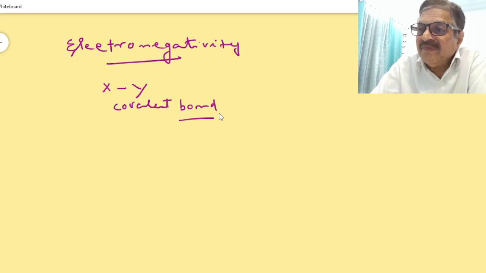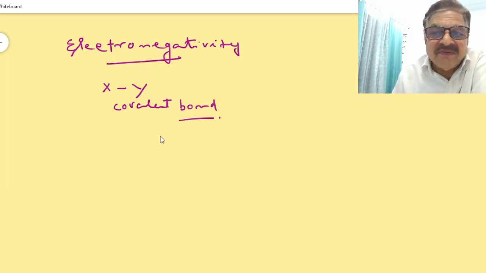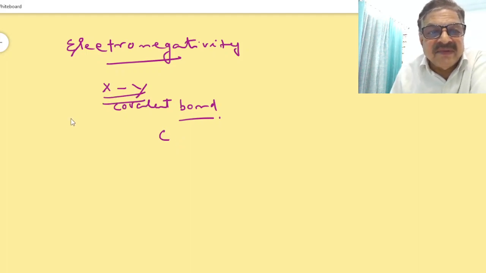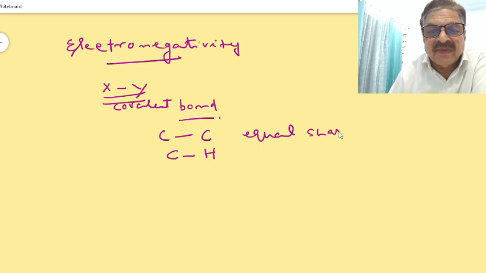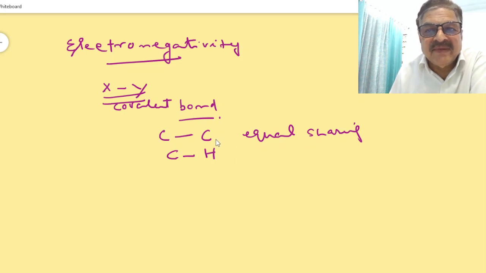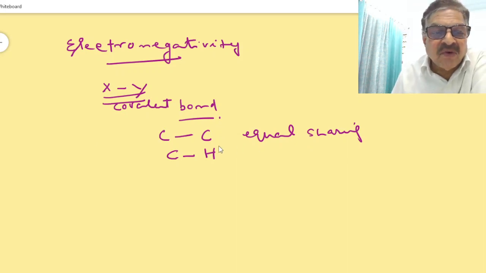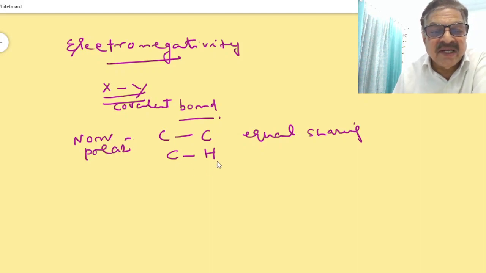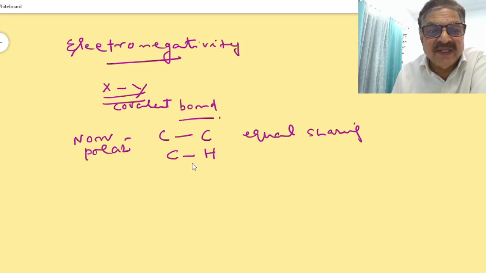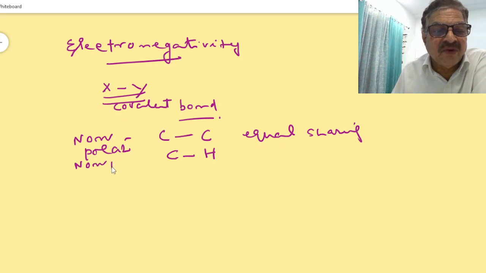Now if there is a bond with unequal sharing here, for example, a C-C bond or a C-H bond, these are all equal sharing of the electron density. The carbon-carbon bond is equal sharing. Then there is no problem here. Equal sharing means the bond is not polar, a non-polar bond. Carbon-hydrogen, the electronegativity difference between carbon and hydrogen is negligible, not much. Therefore, this C-H bond is also usually non-polar.